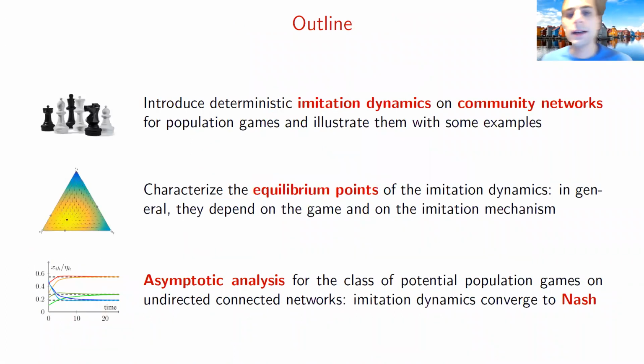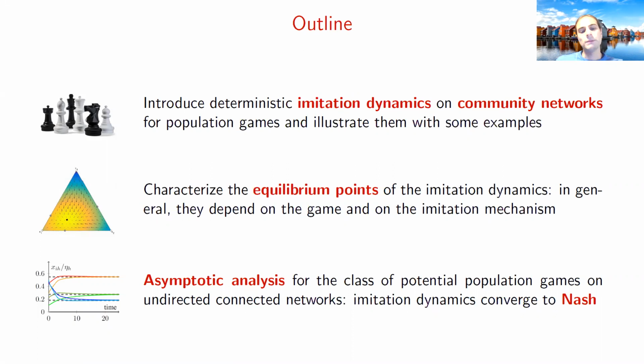Okay, so in this talk, we start by formally introducing deterministic imitation dynamics, taking into account this community structure we have presented before, for a class of games that are population games. And I will illustrate them through some examples to show that actually this class of imitation dynamics is quite a large class that encompasses many well-known dynamics, for instance, the replicator equation. Then we will characterize the equilibrium points of these imitation dynamics, and in general, we see that they depend on the game and on the imitation mechanism.